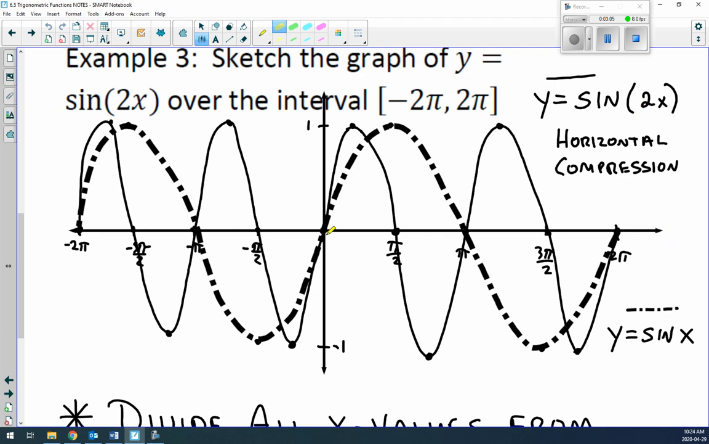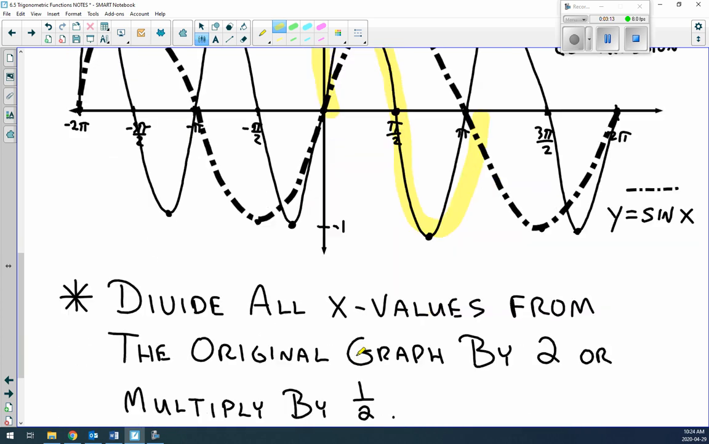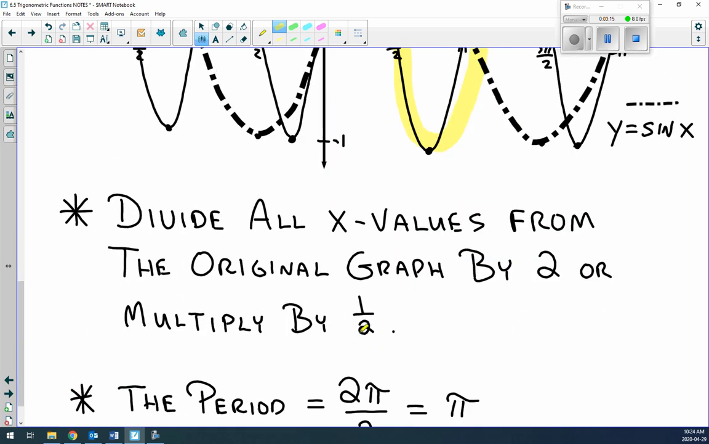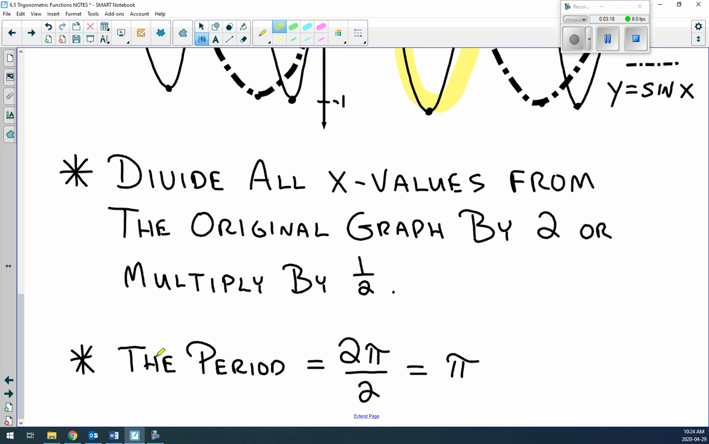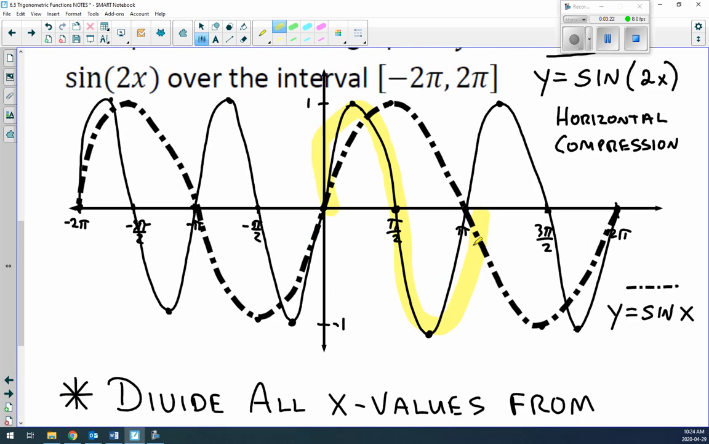So if you look here, from 0 right here, and I'll draw it like this, that is a full cycle over pi instead of over 2 pi. So what you do is divide all the x values from the original graph by 2, or multiply them by half. So the period in this case is 2 pi over 2, which is just pi. The full period is just pi, when the full period before used to be 2 pi. And when we draw the originals, we always draw them as dotted lines, and then we can draw the new ones as solid lines.